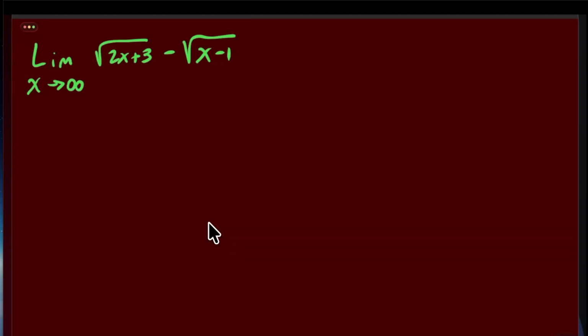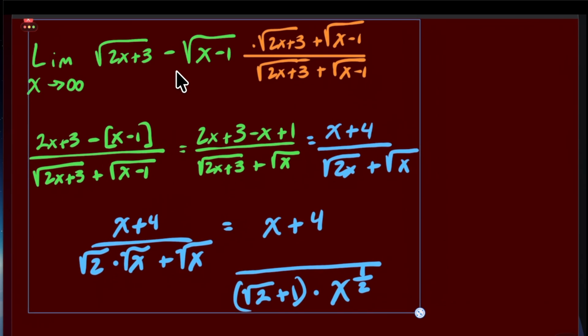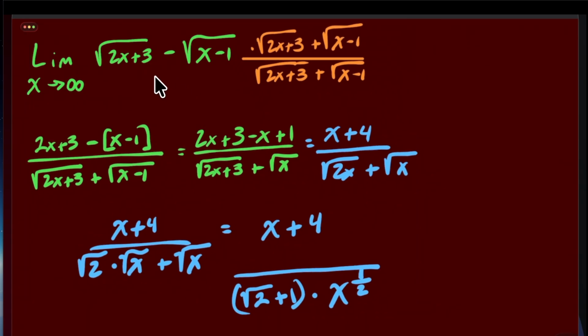Next, we have the limit as x approaches infinity of radical 2x plus 3 minus radical x minus 1. So again, folks, we're going to use the conjugate. I went ahead and did that ahead of time. So when we multiply radical 2x plus 3 times radical 2x plus 3, the radical goes away. We get 2x plus 3. Middle terms drop out. We have a minus sign, and then we end up with x minus 1. We distribute that minus sign, and we end up with x plus 4 in the numerator.